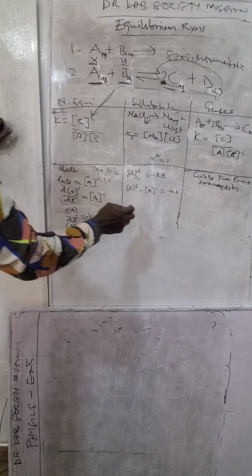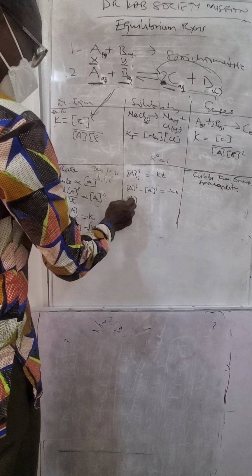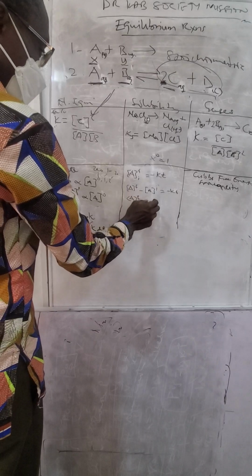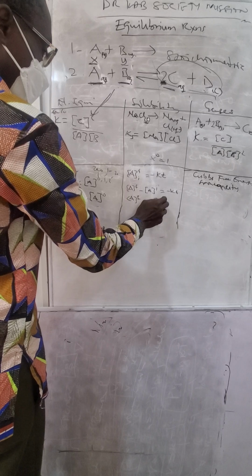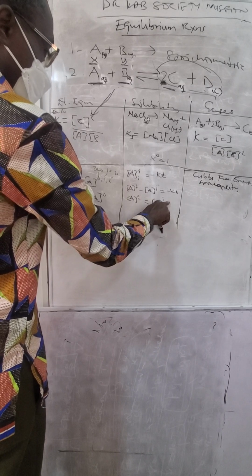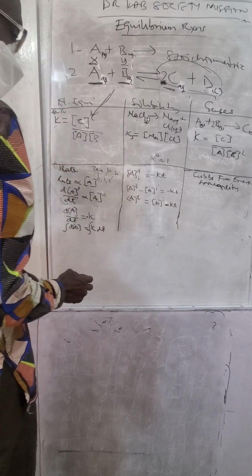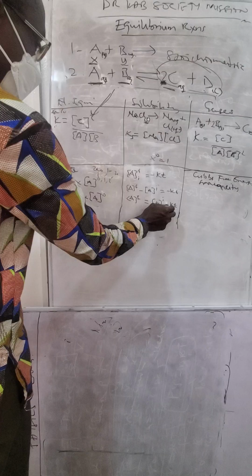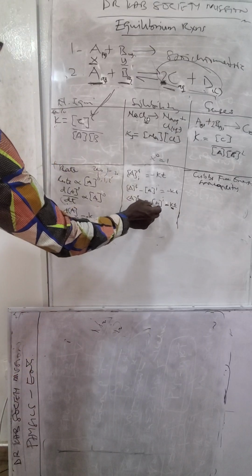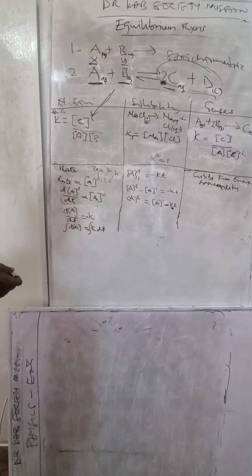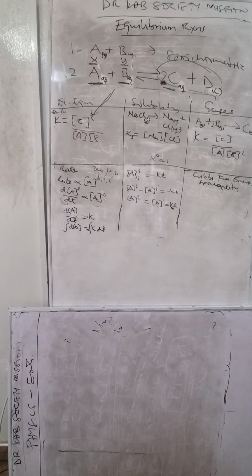So we can say your A final is equal to A initial minus kt. Right. So this is constant, this is constant, this is the t, and these are the concentrations. So this can give you the expression for the zero order.